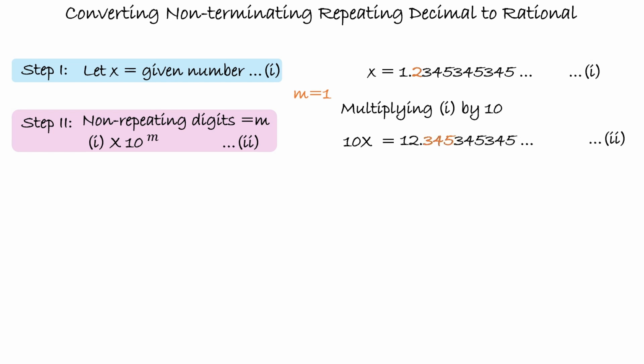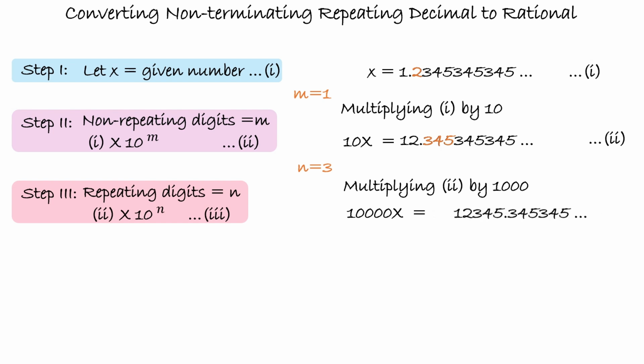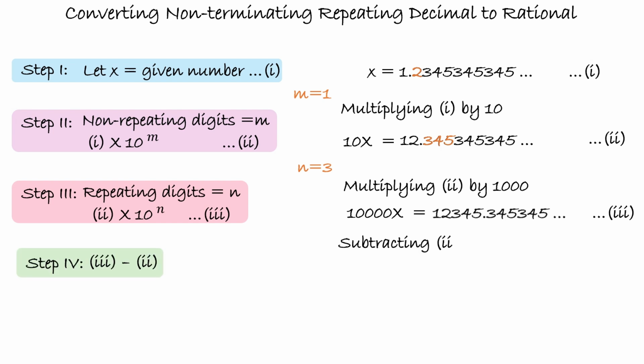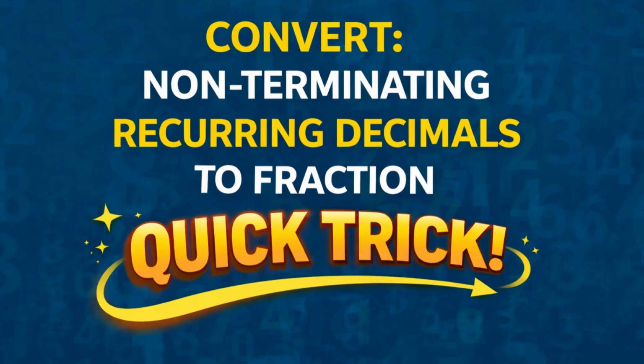Now we have a repeating block of digits after the decimal. If the repeating block contains n digits, multiply both sides of equation 2 by 10 to the power n. The repeating pattern will align. Now subtract equation 2 from equation 3 and solve for x to get the rational number. If you find this process time-consuming, check the short trick to do it in seconds.